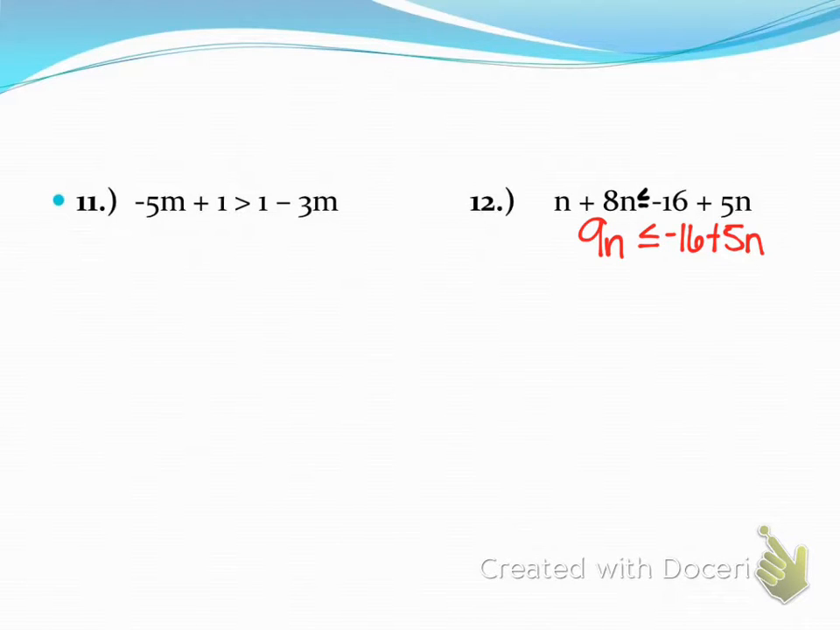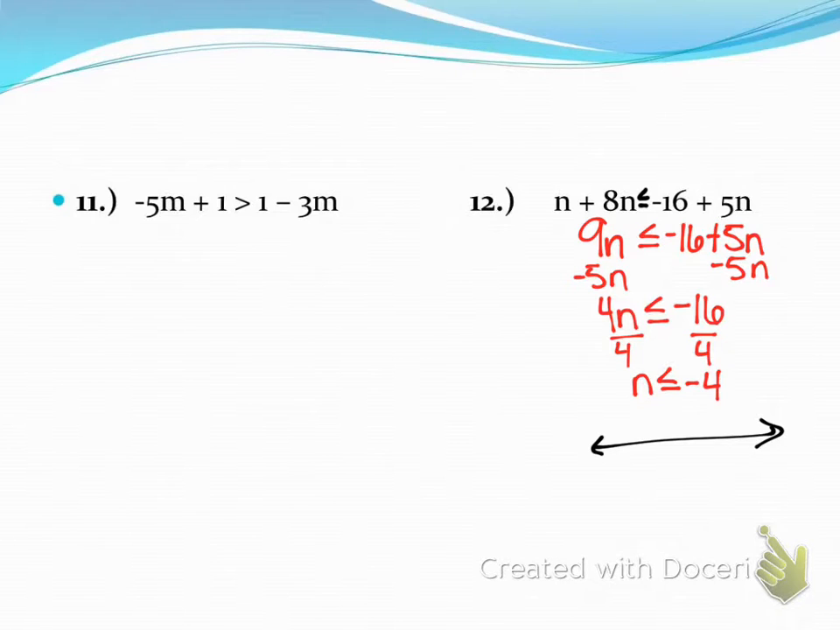Adrian, how would I move that? How do I undo addition? Subtraction. So I need to subtract that 5n from both sides in order to move it. 9n minus 5n gives me 4n is less than or equal to negative 16. May, what would I do to get n by itself? Divide both sides by 4. That gives me that n is less than or equal to negative 4. We are ready for a number line. I'm going to count by 2's.